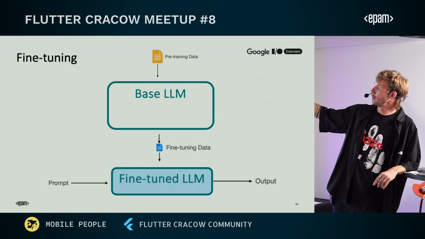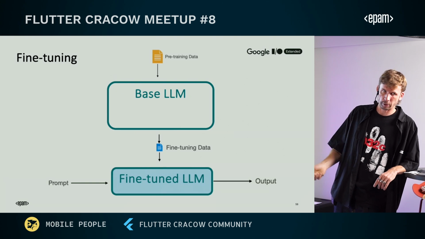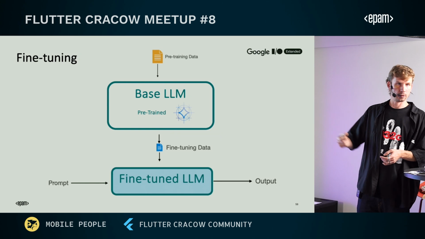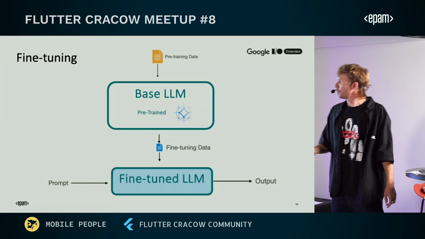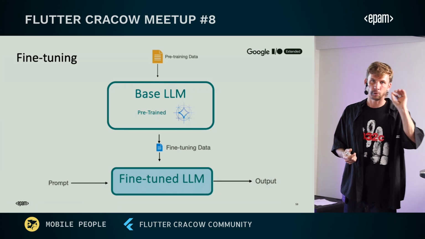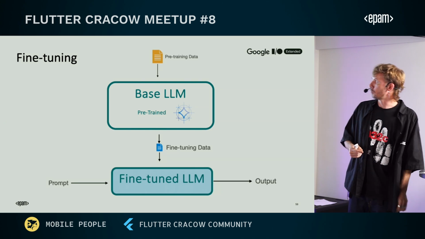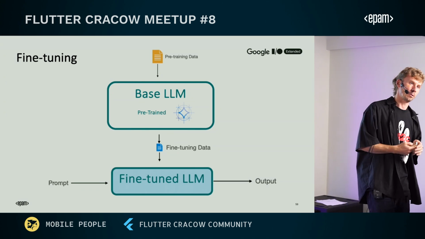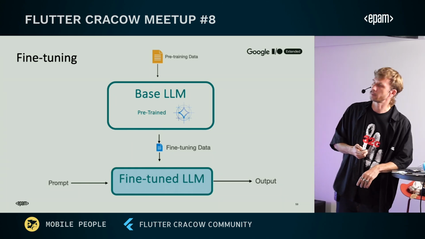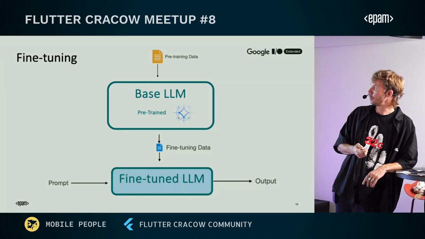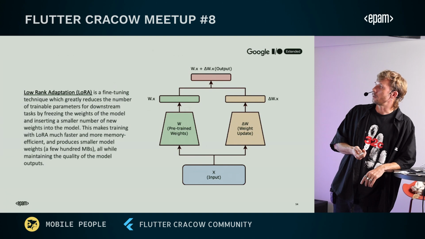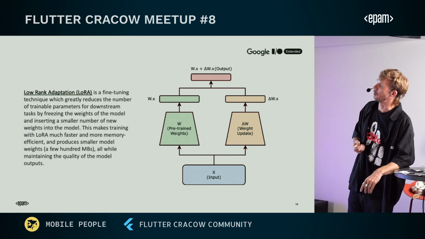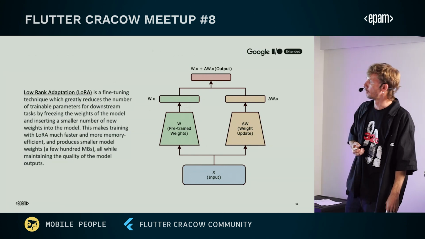You have a base large language model trained on generic data. In our case, it is Gemma. And you have a small amount of data for fine-tuning. So you fine-tune your model, and on output you have a fine-tuned model that is prepared specifically for your purposes. And there is a specific approach for this fine-tuning. It is named low-rank adaptation, or LoRA.